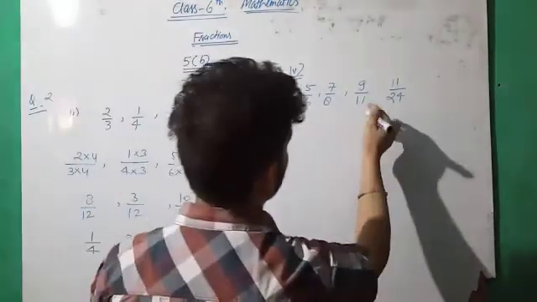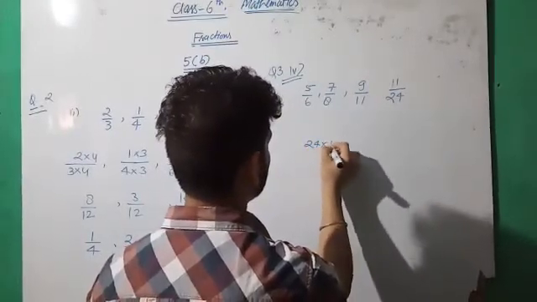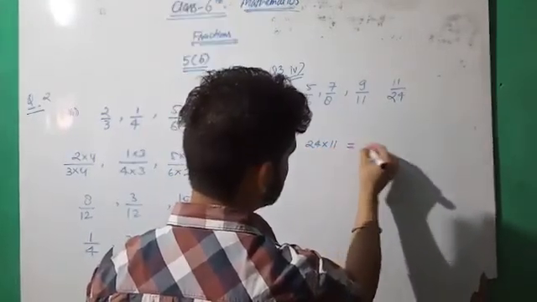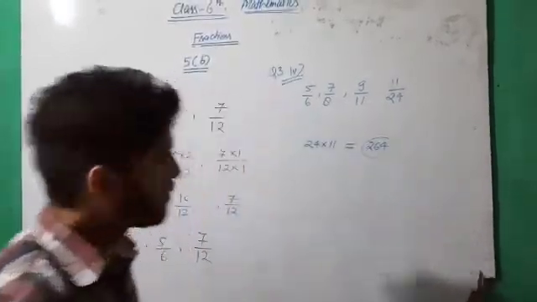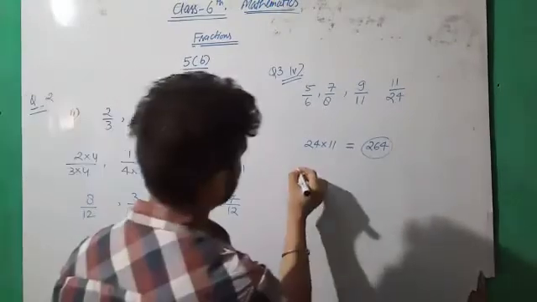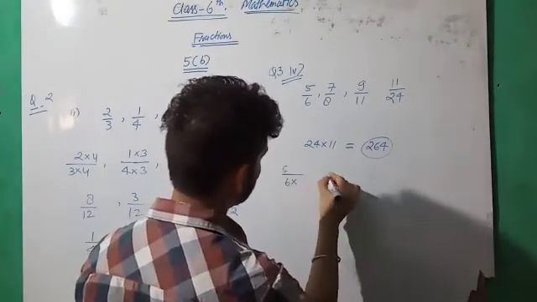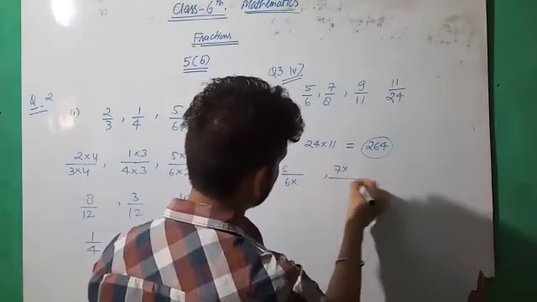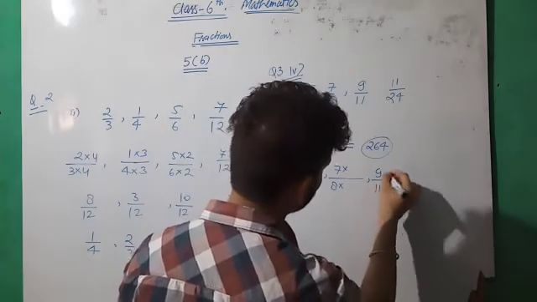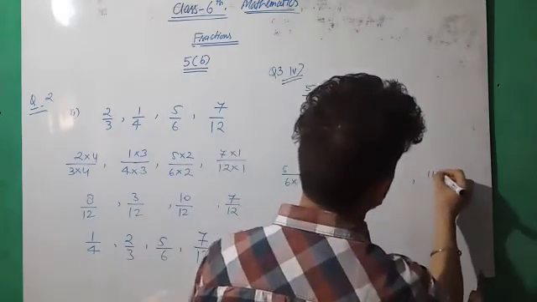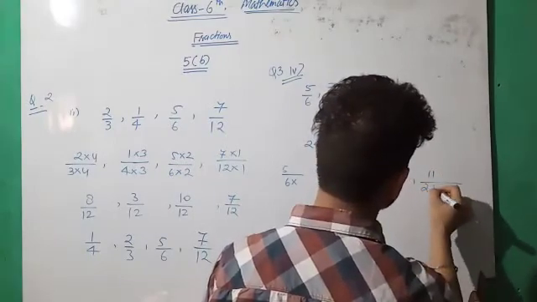So the LCM of 11 and 24 is 24 into 11. So 24 into 11 is 264. So for 264, we have 5 upon 6 into, then 7 upon 8 into, then 9 upon 11 into, and 11 upon 24.